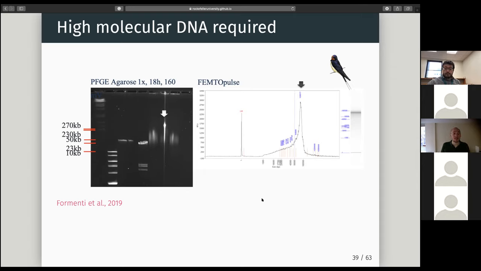Yeah, and of course, no matter how good your reads are, how good your algorithms are, if the DNA is already broken into pieces, there is nothing you can do to reconstruct it. And of course, if it's a cell line, that's not a big deal because probably you can extract high quality DNA in abundance. But if you have a sample coming from the rainforest, that's a different story.